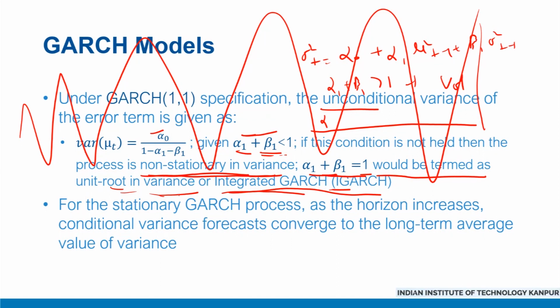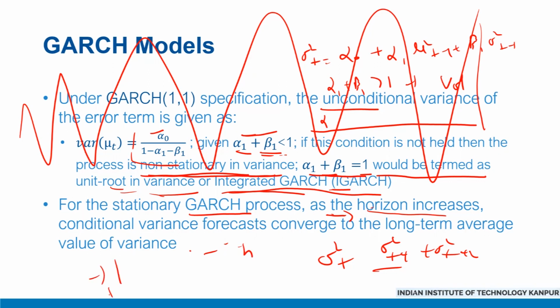So given that a GARCH process is stationary, what is the application of this unconditional variance? If the GARCH process is stationary, as you keep on forecasting the future values of sigma square t, let's say sigma square t plus 1, sigma square t plus 2, sort of unconditional forecasts, as the horizon increases from 1, 2, 3, 4, 5 days, after a certain time the impact of the historical information that you had till time t equal to 1 will die away, and the volatility estimates will converge to this value.